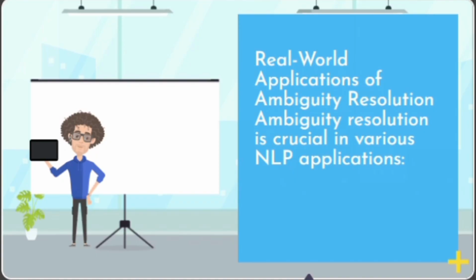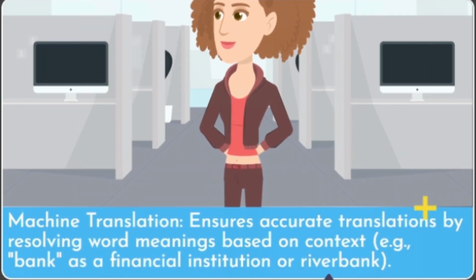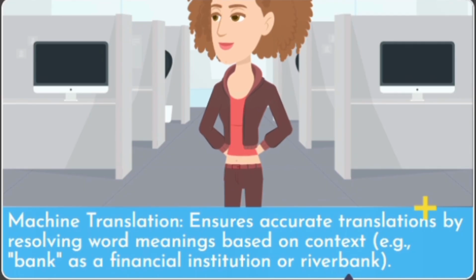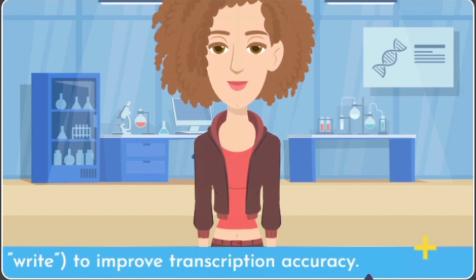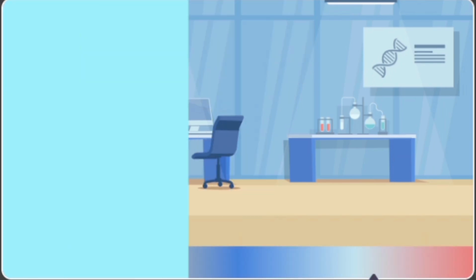Real-world applications of ambiguity resolution. Ambiguity resolution is crucial in various NLP applications. Machine translation ensures accurate translations by resolving word meanings based on context, e.g., bank, as a financial institution or riverbank. Speech recognition resolves homophones, e.g., write vs. right, to improve transcription accuracy.